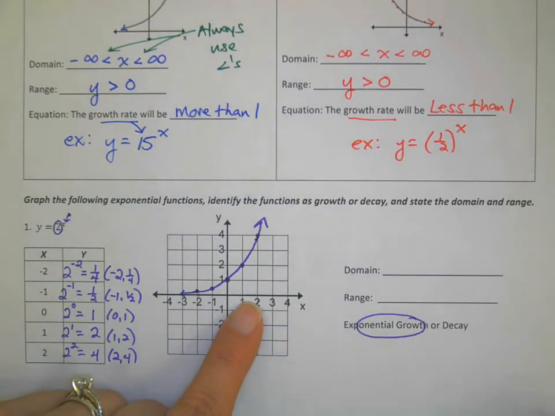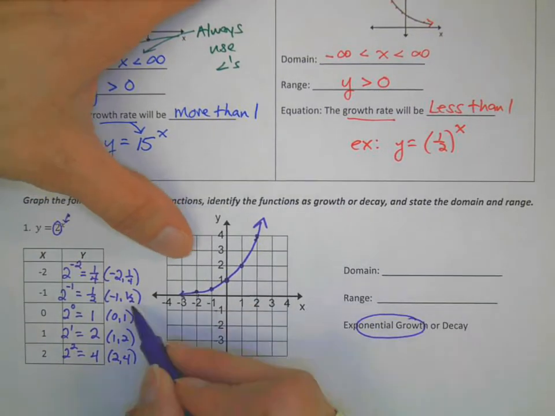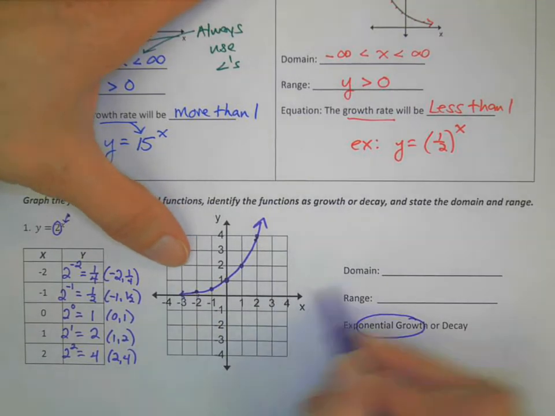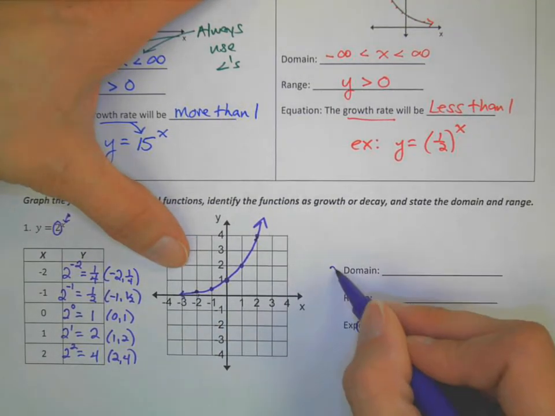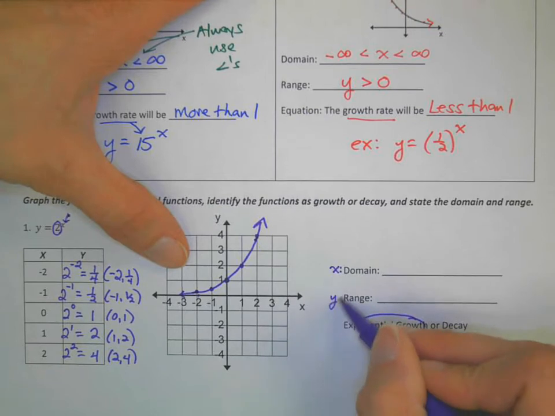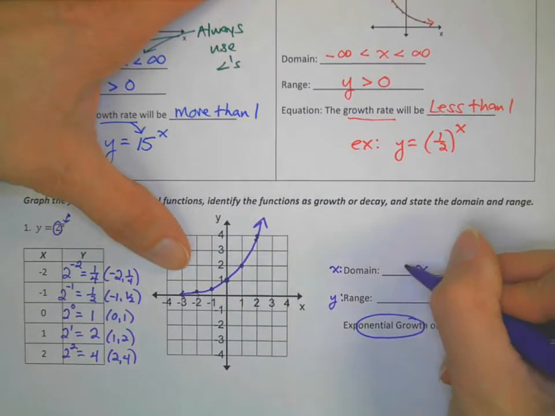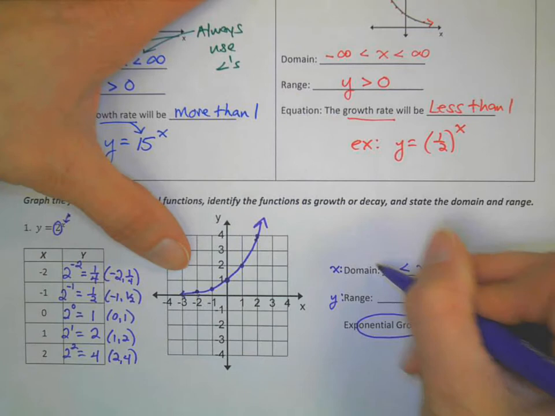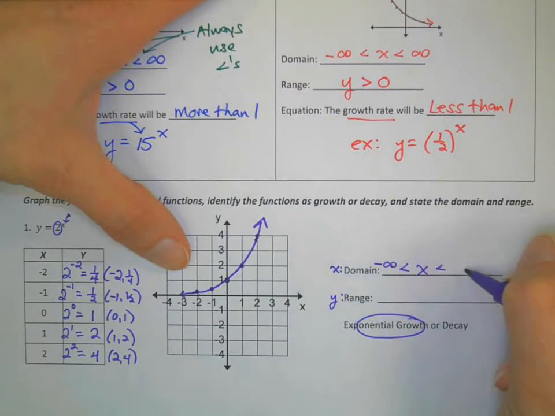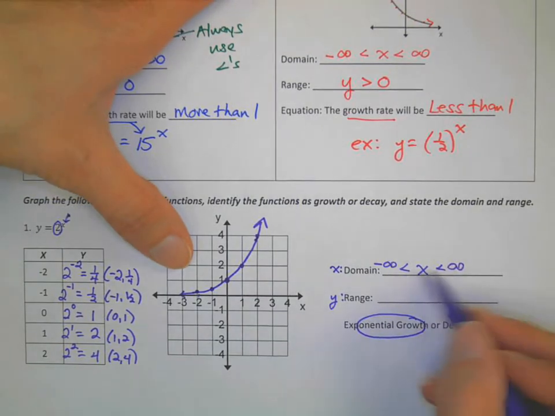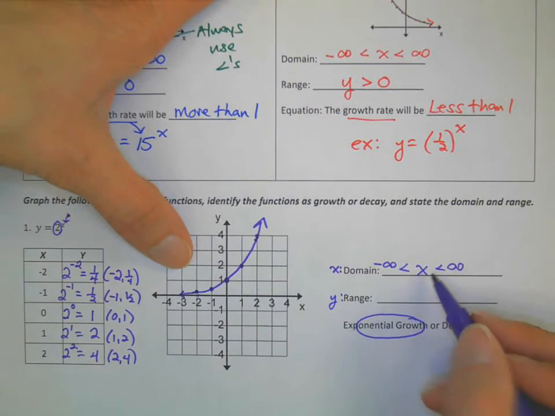Okay, the domain. What kind of numbers are you allowed to plug in? What kind of x's are being used? Domain is x's, range is y's. So the x's go as low as -infinity and as high as +infinity. Some students ask me, is that always going to be the answer for exponential graphs? Yes, you could always plug in all reals.